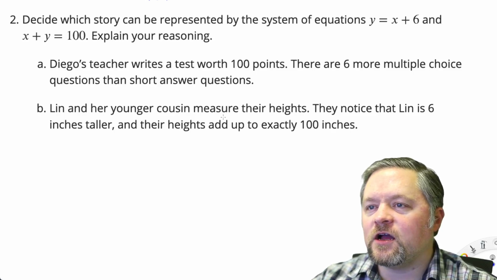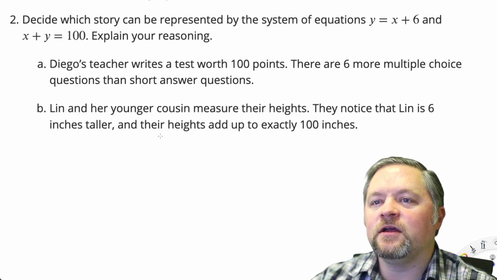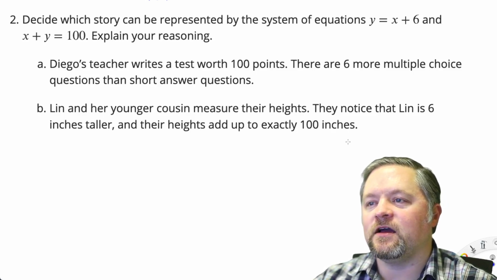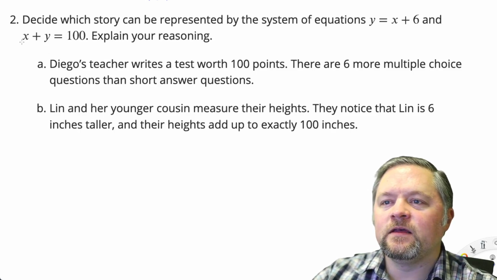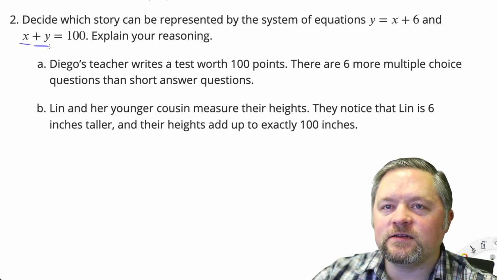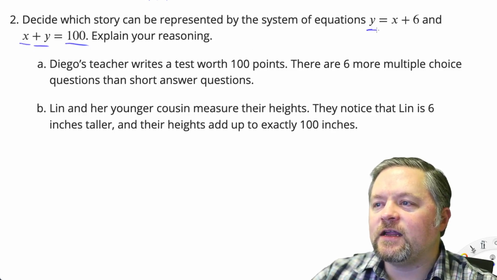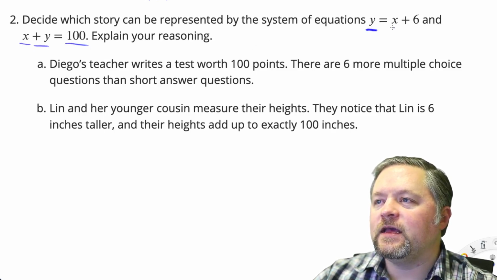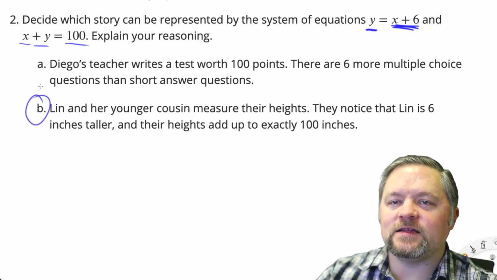Lynn and her younger cousin measure their heights. They notice Lynn is 6 inches taller, and their heights add up to exactly 100 inches. The units for both of these are the same. Their heights, if we add one height to the other height, is 100 inches. And the height of one of them is 6 inches taller than the other one, so the height of the other one plus 6 inches. That's got to be B.